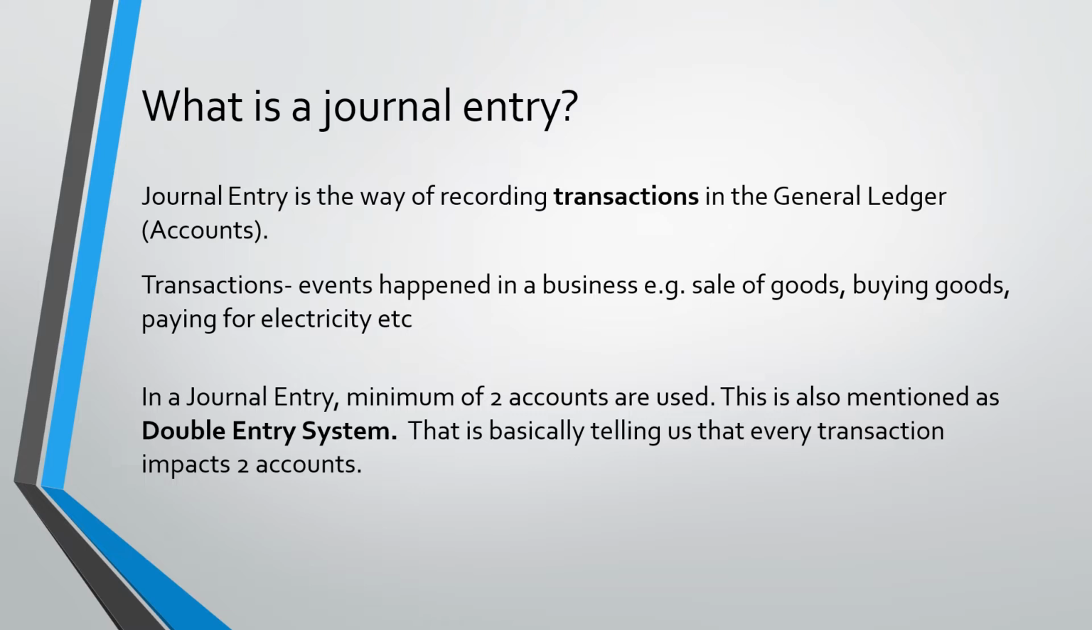Accounting is based on the double entry system, which means that every event or transaction impacts at least two accounts. So in a journal entry, you will have a minimum of two accounts.